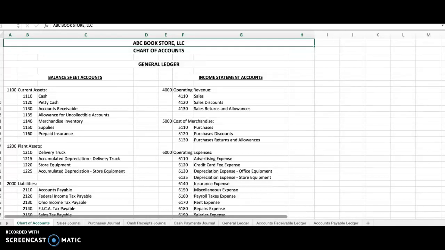Also, you see on your screen a chart of accounts. This is for the ABC Bookstore, and you see the LLC behind it. And I'll explain what that means in just a moment. For the next couple topics, actually, we will be using this company in various ways, dealing with not only sales and purchases, but also other kinds of transactions that corporations deal with.